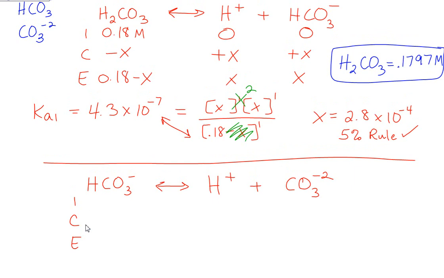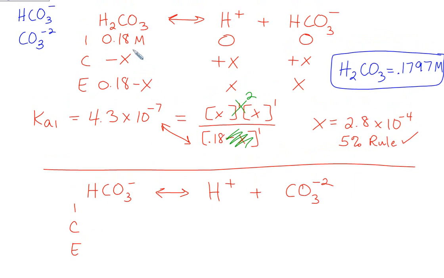And now watch what we do for our initial. It's not 0.18. That 0.18, that was the carbonic acid solution. As it goes forward and produces some hydrogen and some hydrogen carbonate ion, which we calculated to be X, that's what I put in my second ice table. The amount of these two particles produced from the first dissociation is X. We're putting that in down here. It's 2.8 times 10 to the negative 4. It's not 0.18. That was just the original carbonic acid.